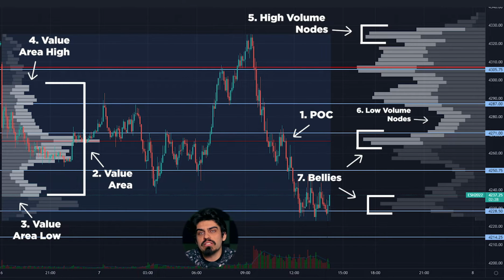So these are important areas of attraction. Remember, going back to it, price gravitates towards the high volume node areas. Now, if a belly is a cluster, a massive cluster of a lot of volume, price is naturally going to try to accept it. Now let's dive into part 3 here.